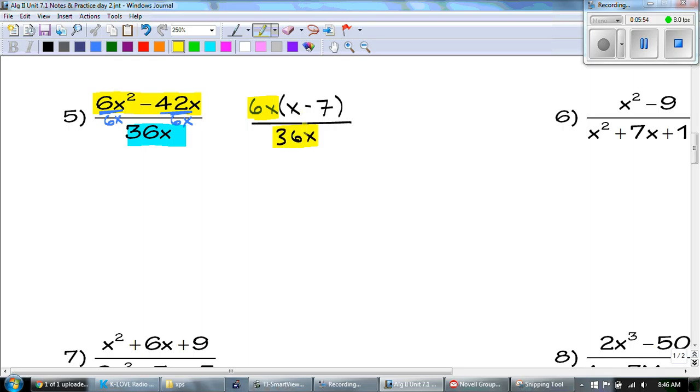I have a monomial and a monomial, so I can reduce those. The bottom wins, or 6 divided by 36 is going to be 1/6, and then the x's cancel. So this 6 is in the middle, and then on the top, we still have that x minus 7. Yeah, that x minus 7 didn't disappear.